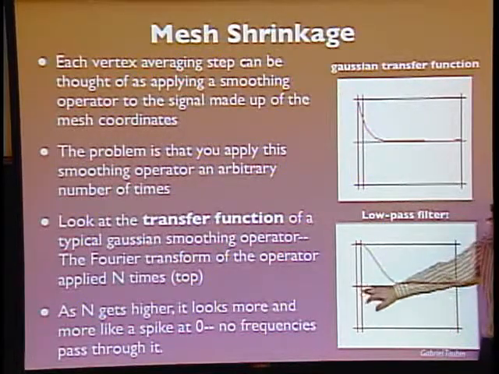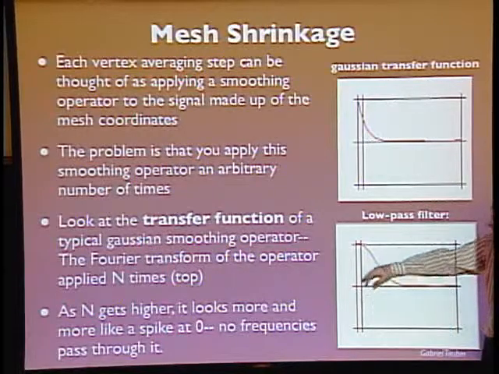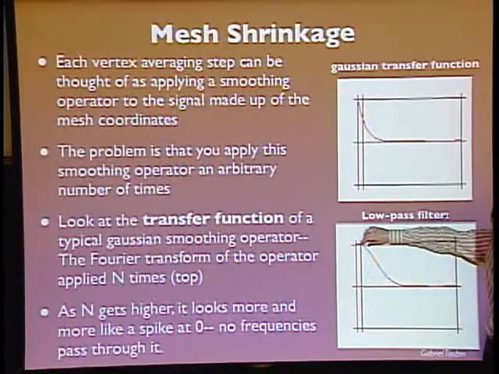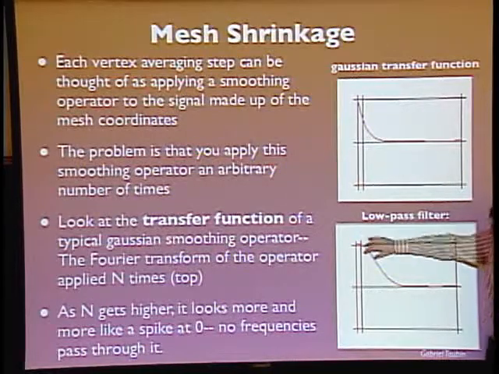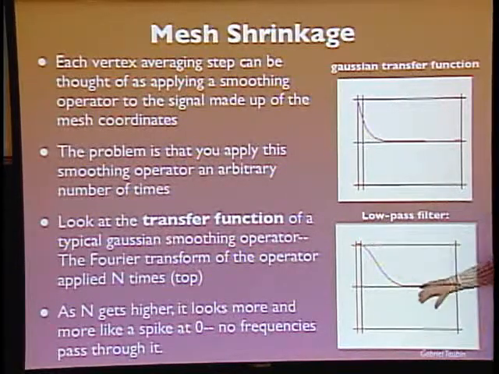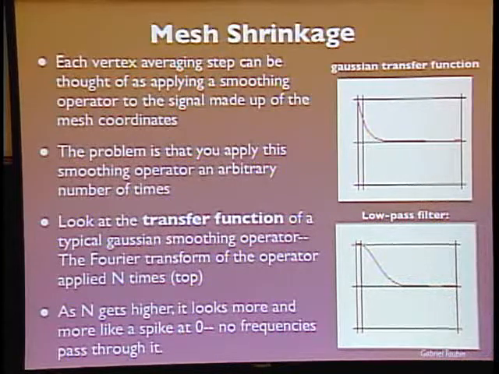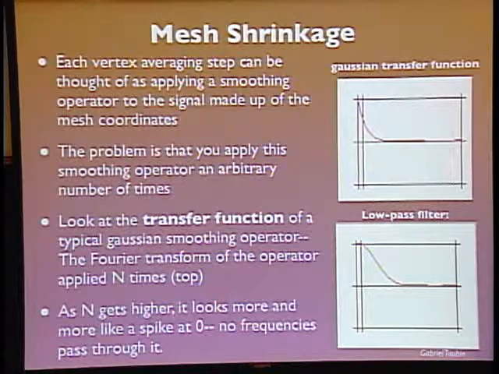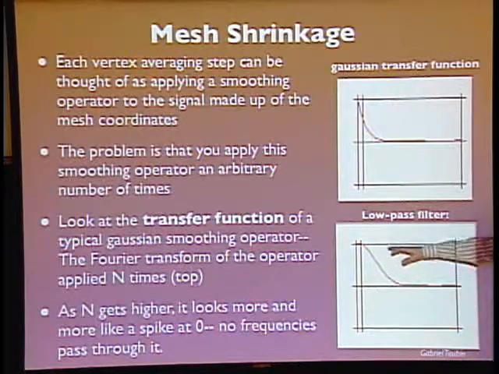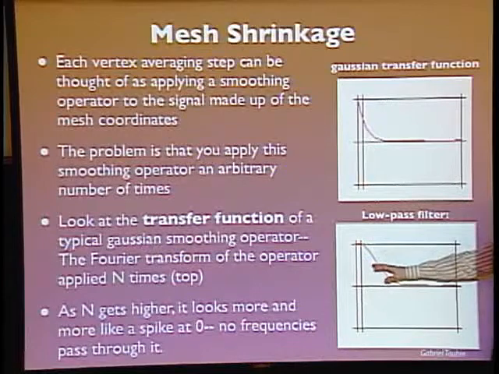The low frequencies are on this end of the diagram, and the Gaussian has high magnitude. So the low frequencies here are more or less allowed to just pass through. The high frequencies out here are stopped. So what you can show mathematically is that if you apply a Gaussian filter, and then you apply a Gaussian filter again, and again and again and again, what happens is that you're basically multiplying these Gaussians together.